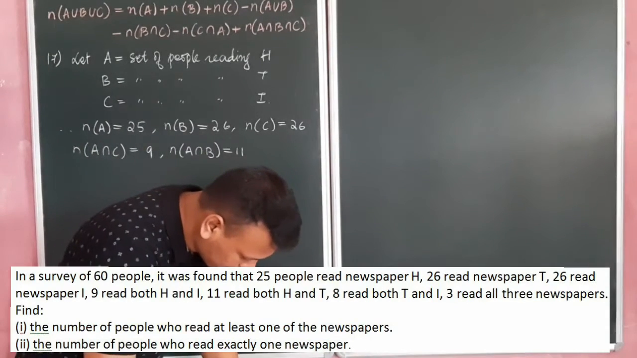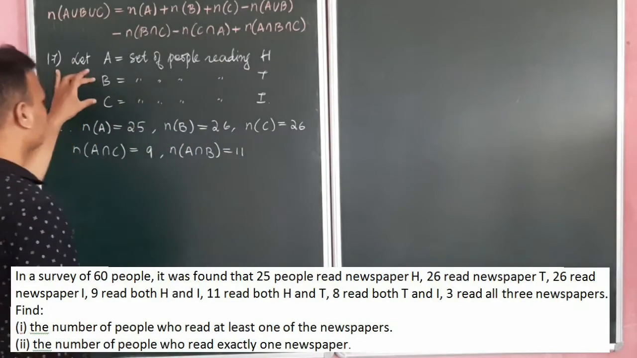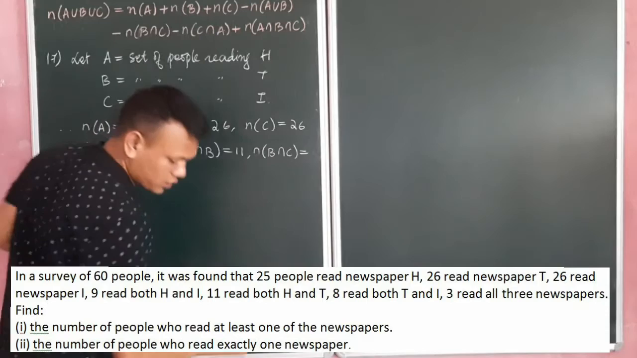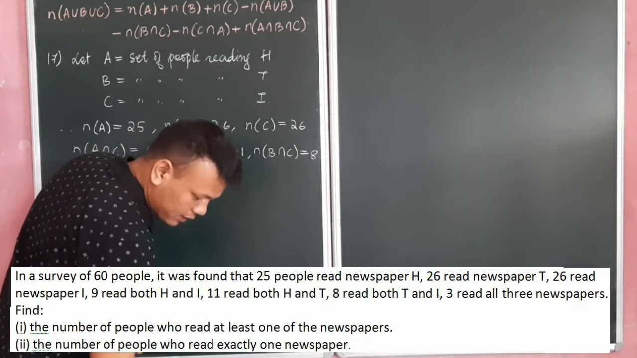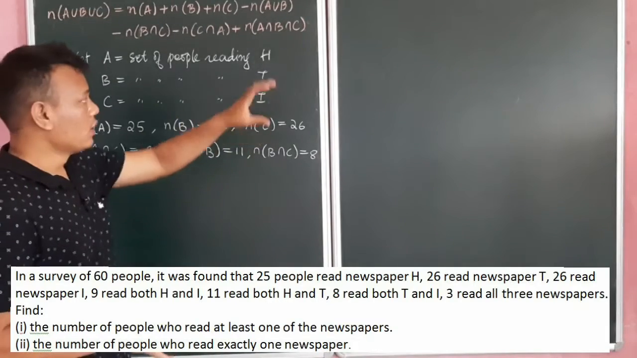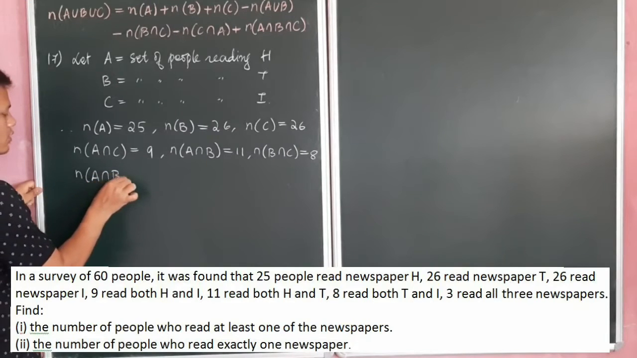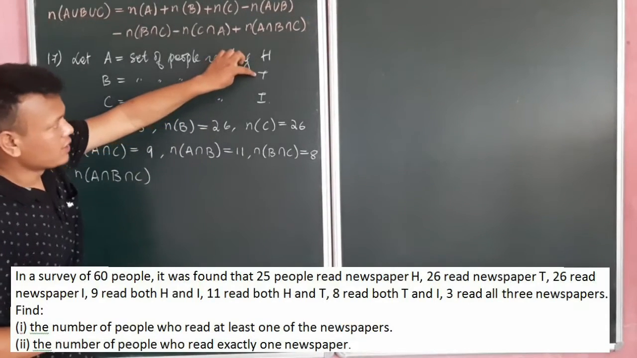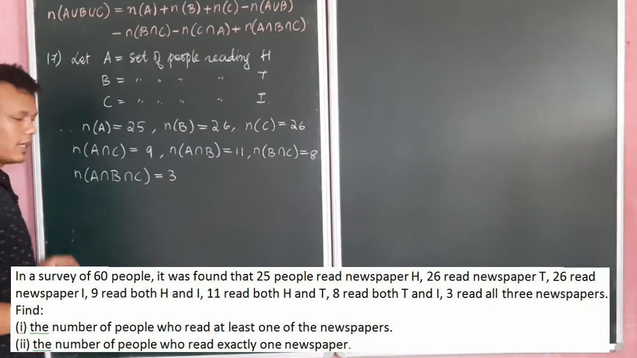Alright. Next is 8 read T and I. So T and I means B intersection C. N of B intersection C is given to be 8. Alright. And at last it is said that 3 read all 3 newspapers. That means H, T and I. So all are being read. So this means N of A intersection B intersection C, because reading all the newspapers means H and T and I. And means intersection, and this number is given to be exactly 3.